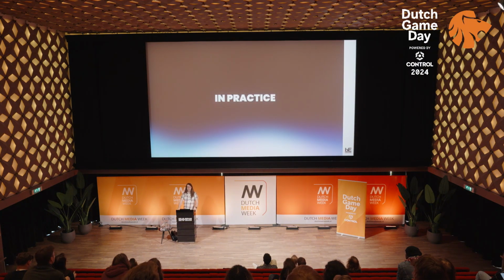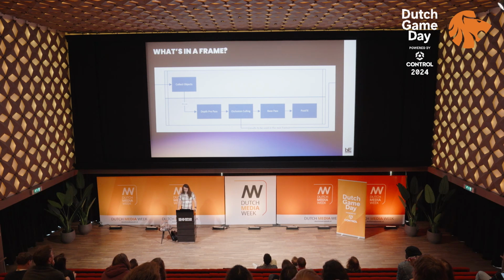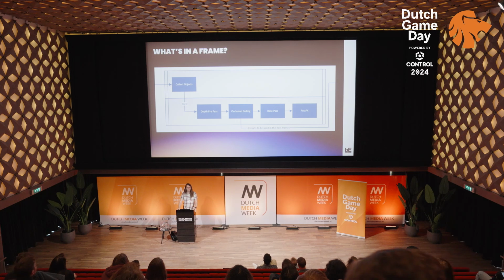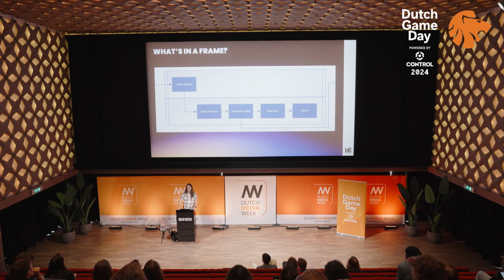Now, how does this work out in practice? We'll start with a basic breakdown of our frames, of course ignoring countless other render passes that are not as relevant. So at the start of the frame, we collect our objects, which we then run into the depth prepass, after which we use the depth buffer generated by the depth prepass to generate our Hi-Z buffer, which can then be used by occlusion culling. And then we run our lighting pass or our base pass, followed by post effects, after which the frame is presented.